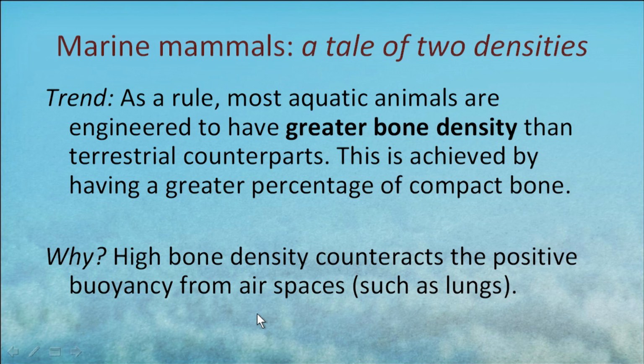But what about marine mammals? Marine mammals, a tale of two densities. In order to look at what marine mammals might do, it's helpful to first see, well, what do aquatic animals do in general? And as a rule, archaeologists have established that aquatic animals have engineered their bones to have a greater bone density than terrestrial counterparts. And to me, this is rather counterintuitive because they don't need to support their weight in water. So if they're in the water, why do they need a greater bone density than terrestrial mammals, since water helps alleviate a lot of the weight?